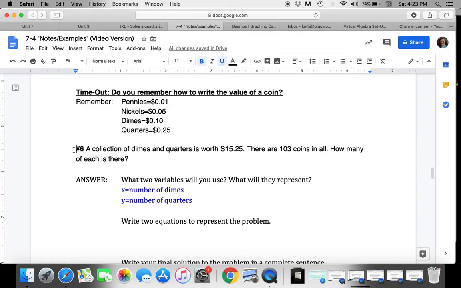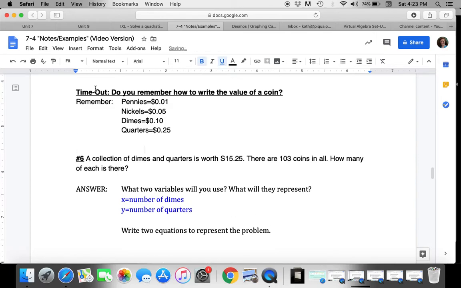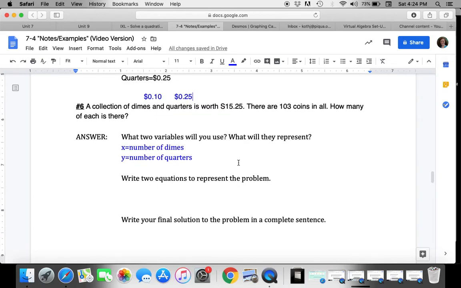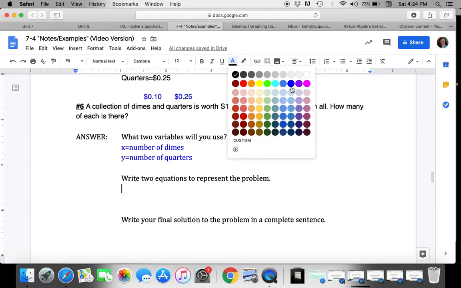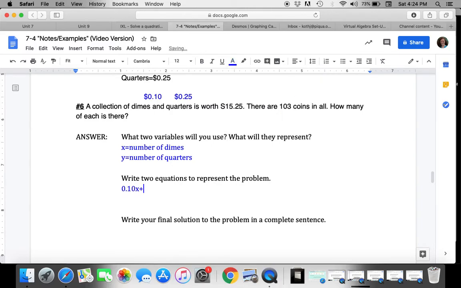When you write the equations, I want you to think about how much a dime is worth. A dime is worth 10 cents, right? And a quarter is worth 25 cents. So now we have 1, 2, 3 money numbers to use in this problem, just like we did in that last problem. Dimes are 10 cents each, and quarters are 25 cents each, which gives us a total value of $15.25.